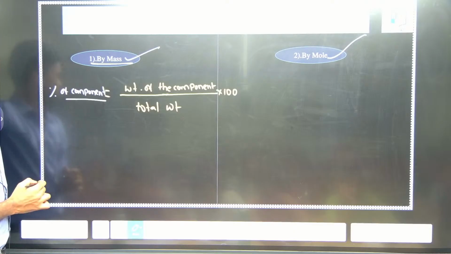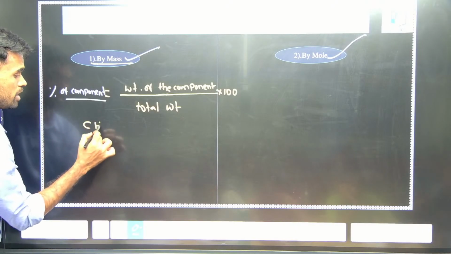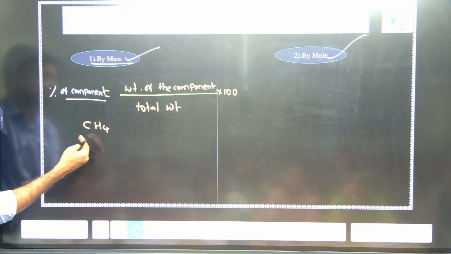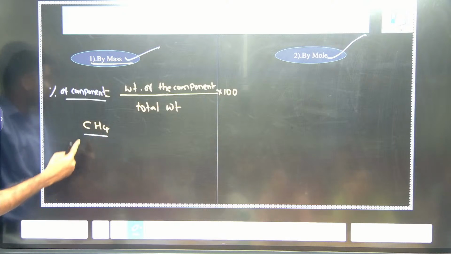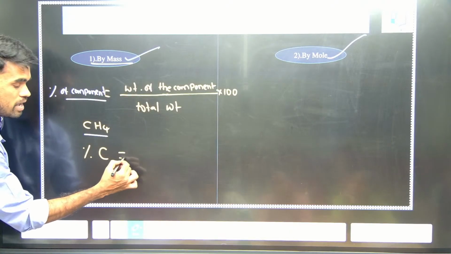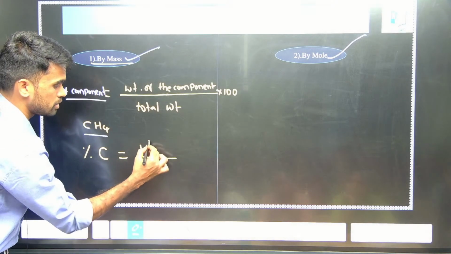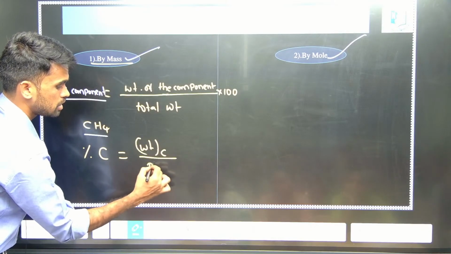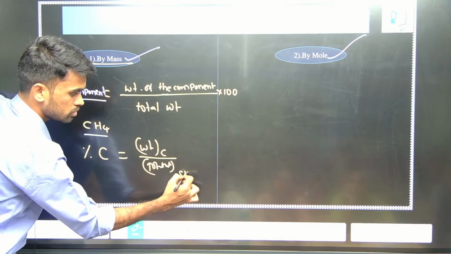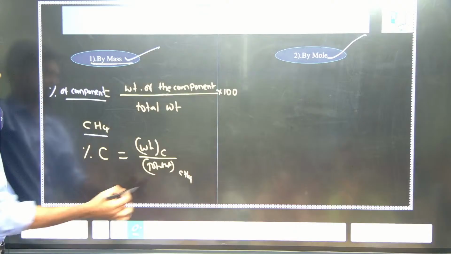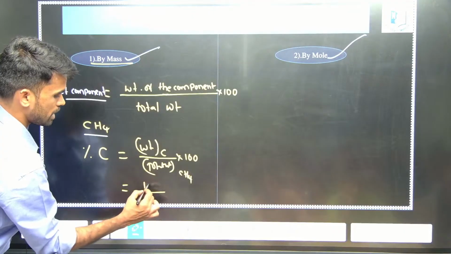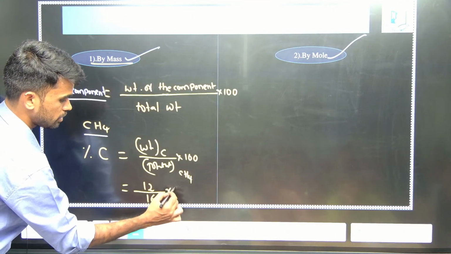Component means what? For example, I am taking methane. What are the components we have for making this methane? Carbon and hydrogen. Now the percentage composition of carbon, if I ask you, is the weight of carbon by the total weight of the compound, into 100. Is this clear up to here? So now tell me, 12 by 16 into 100.